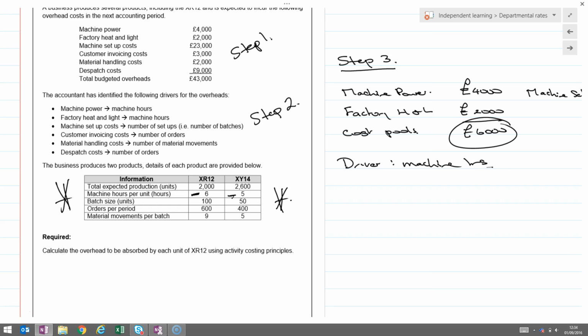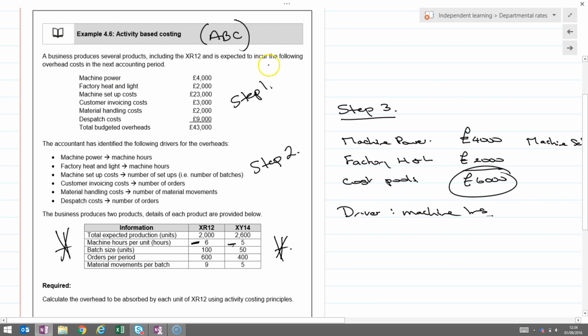By that I mean that the overheads we've been given are expected to be incurred in the next accounting period. Remember, we're using budgeted figures, so that's correct. This is what we expect or we budget, but that's in the accounting period. So if the overhead relates to the accounting period, we need to know what the machine hours are going to be for the accounting period. So we're not using the machine hours for one unit, we need to know what the machine hours are going to be in the whole period.